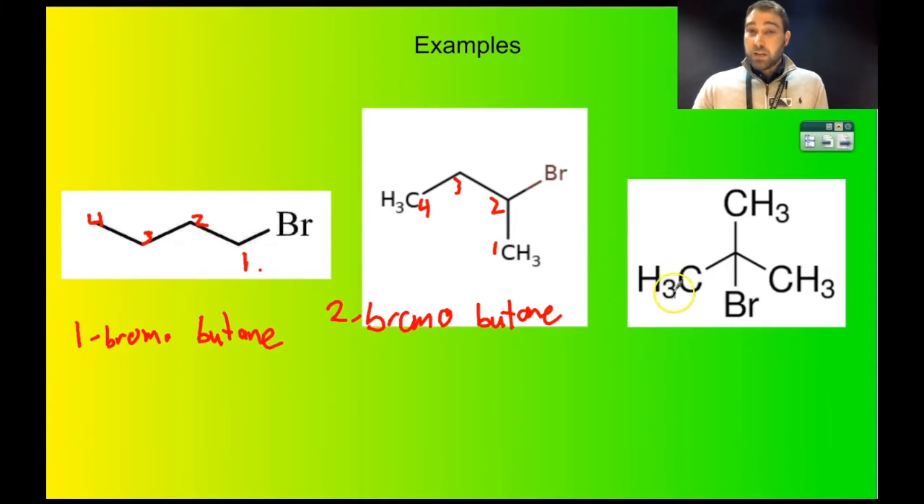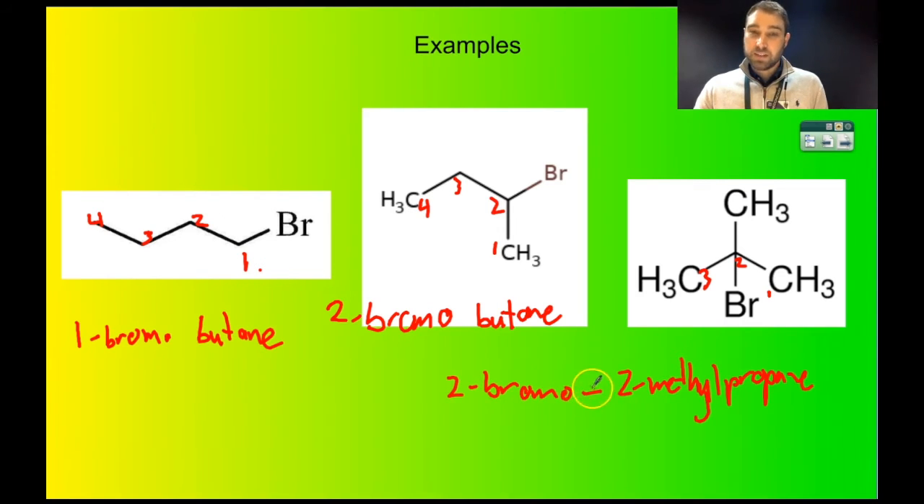Our last one here, again we're going to start by figuring out the name of the parent carbon chain. So we've got 1, 2, 3 carbons, and it doesn't matter where we start from with our numbering for this one. I can start from here, so 1, 2, 3. And then we've got a methyl side chain on carbon 2. So the parent carbon chain is methyl, ethyl, propyl, propane. And our bromine is on carbon 2. So it would be 2-bromo-2-methylpropane.